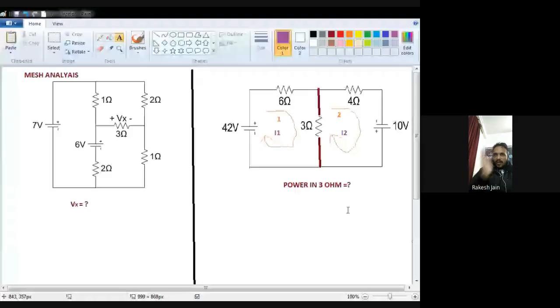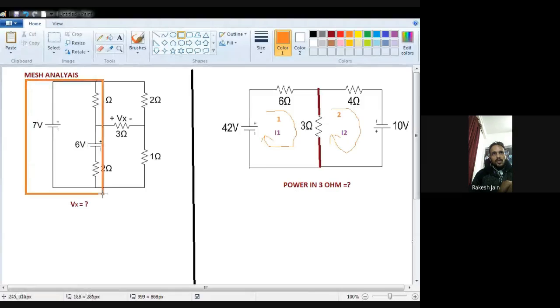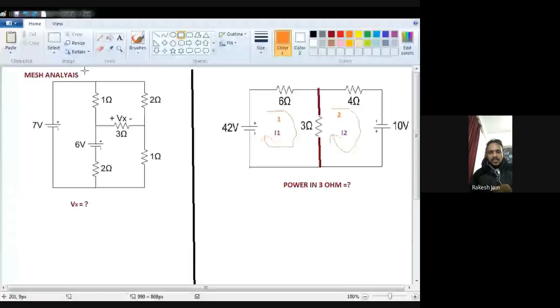The similar thing we apply in the left-hand side numerical also. See, how many closed paths are there? This 7 volt battery, this 1 ohm resistance, this 6 volt battery and this 2 ohm resistance all behave as a closed path. So that is one closed path. Second, this 1 ohm resistance, this 2 ohm resistance and this 3 ohm resistance also behave as a closed path. So this is the second closed path.